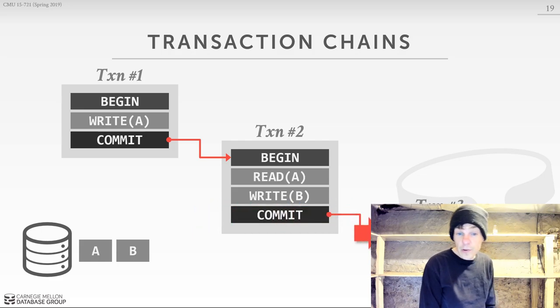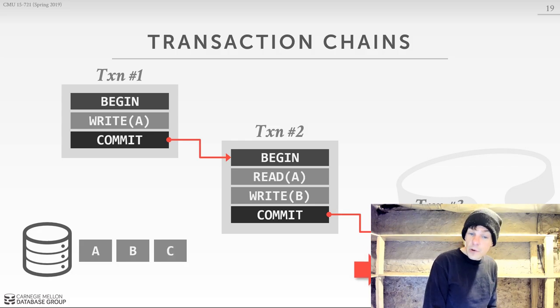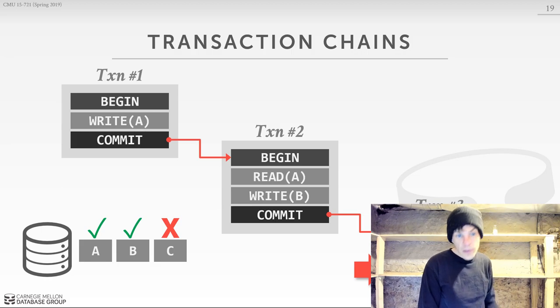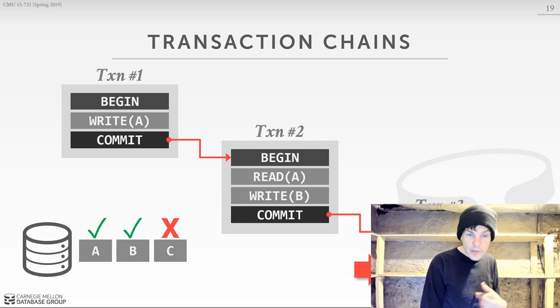So now I start executing transaction three. I'm going to write on C, but now I'm going to do a rollback. The final outcome of this transaction chain will be that we persist the changes to A and B, but we roll back the change to C. Again, under transaction chains, each transaction in the chain is its own first-class transaction. Therefore, no matter what happens later down the chain, as long as I get through the commit phase of my transaction, my changes will be persisted.